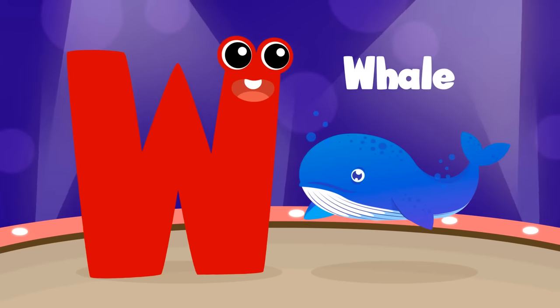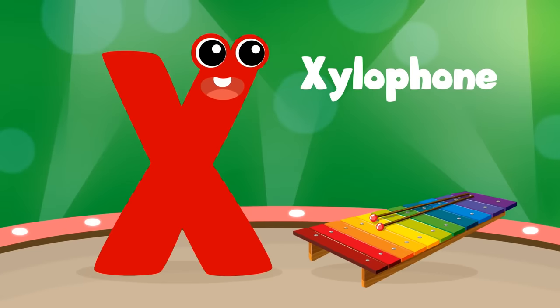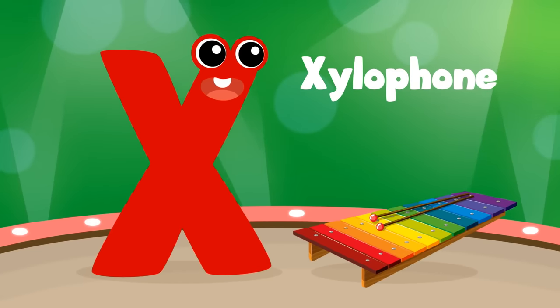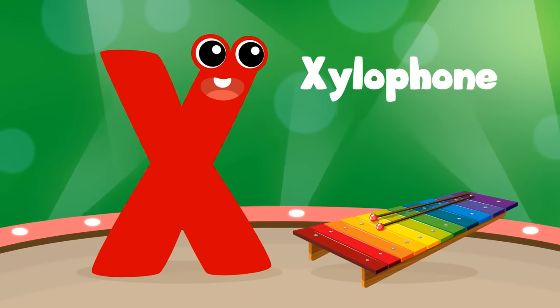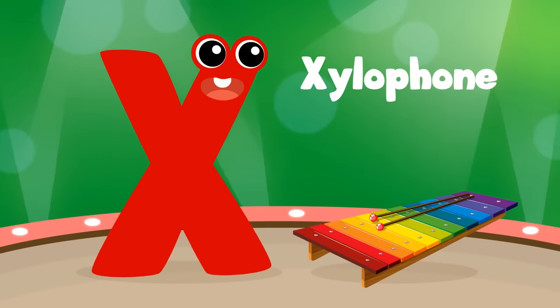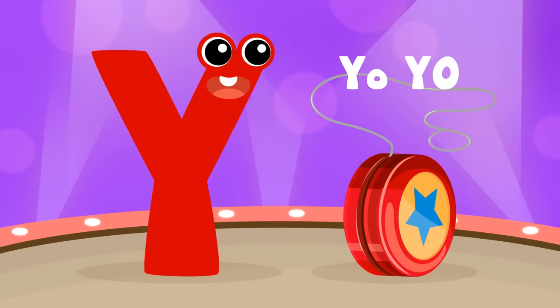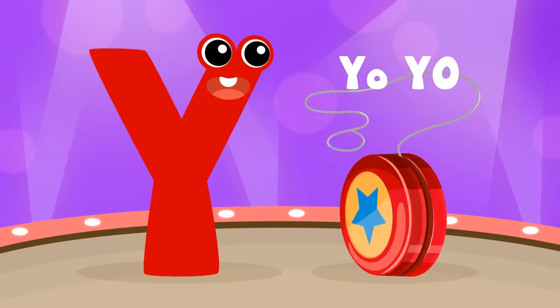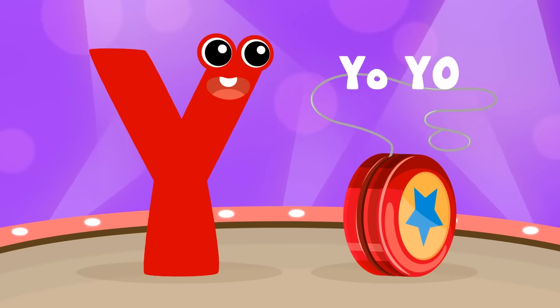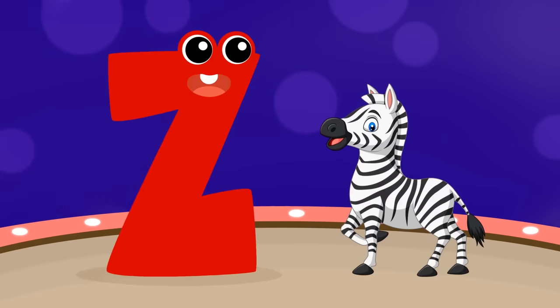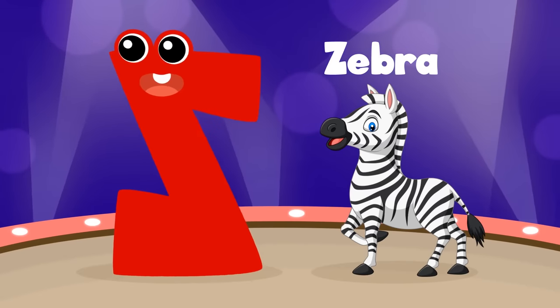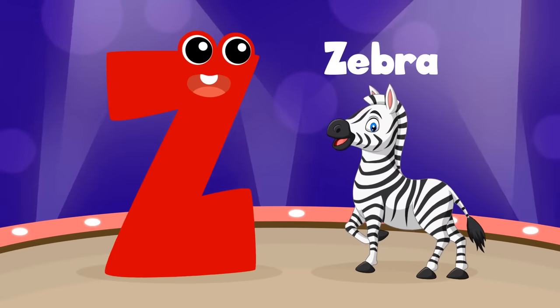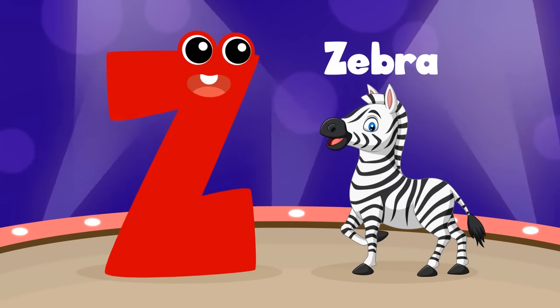W, whale. X is for xylophone, z, z, xylophone, z, z, xylophone. X, xylophone. Y is for yo-yo, y, y, yo-yo, y, y, yo-yo. Y, yo-yo. Z is for zebra, z, z, zebra, z, z, zebra, z, zebra.